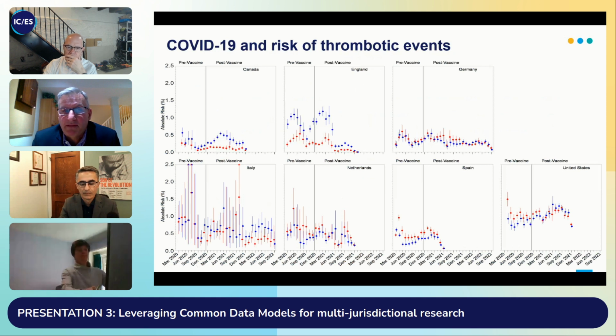Number of important messages flowing from this. In Europe, with the OMOP Common Data Model, the underlying data sources for the Common Data Model are a combination of administrative data and EMR data. So that certainly contributes to some of the heterogeneity that we see across the European centers.